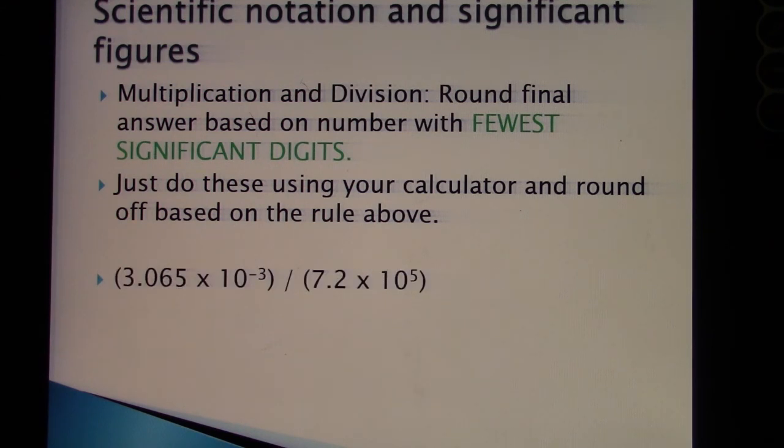So put these in your calculator. Just looking at that, how many sig figs should the answer have without even doing the math? If you said 2, you're correct, because this has 4 sig figs and that has 2 sig figs. So the answer should only have 2 sig figs. So that's the answer in your calculator: 4.3 times 10 to the negative 9.